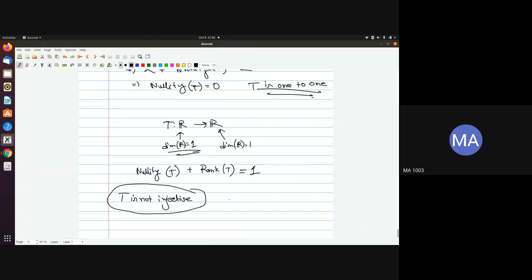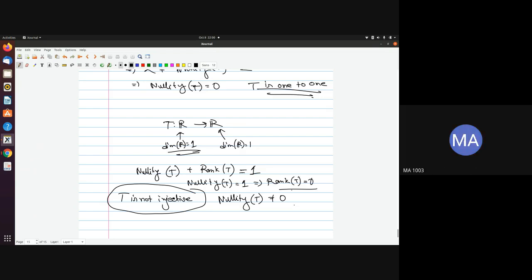So nullity is non-zero, right? So nullity is non-zero. What is the maximum possible nullity? 1. So nullity must be 1. Then nullity is 1 means rank is 0.